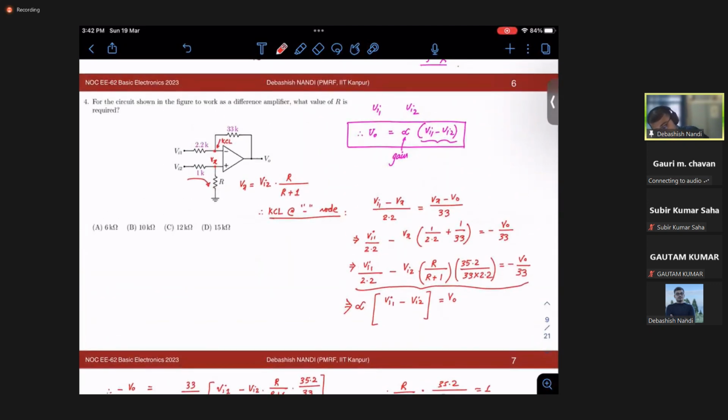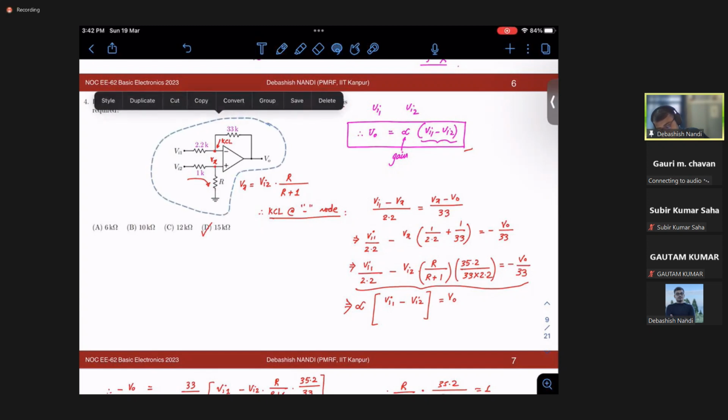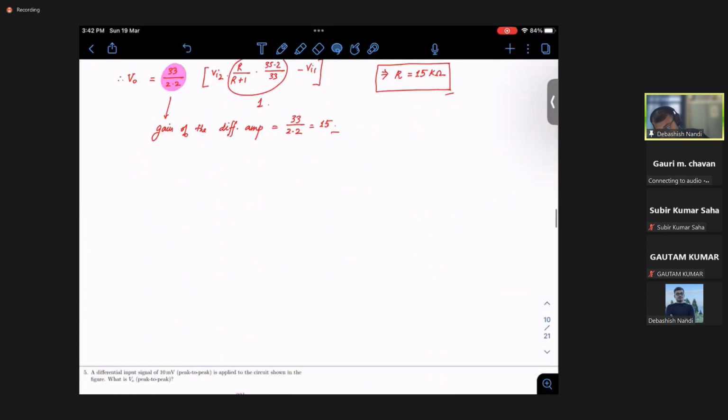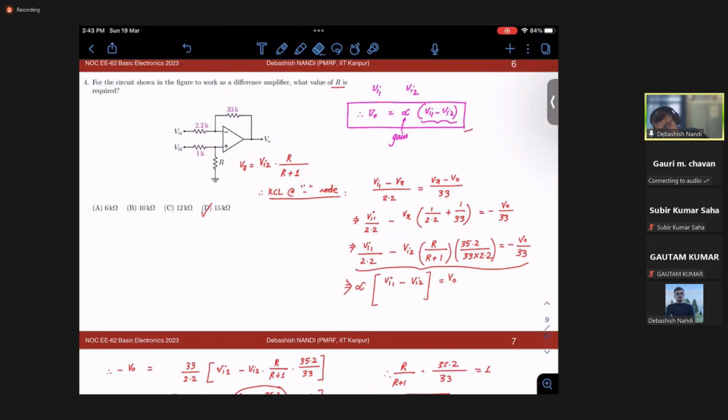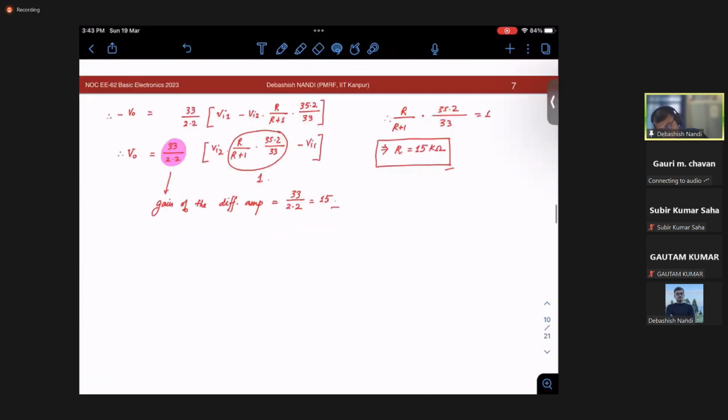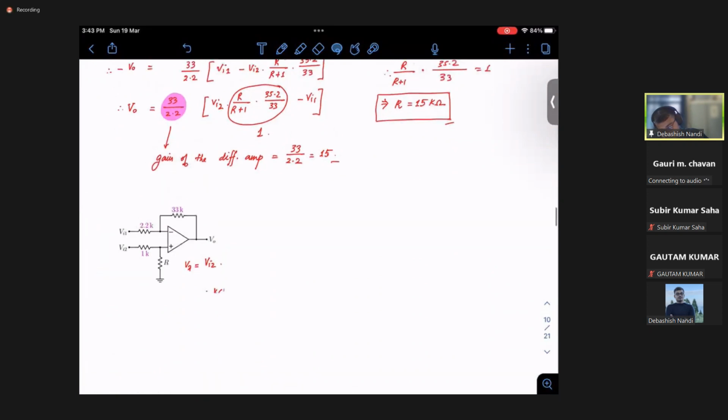Another way to solve difference amplifier circuits, once you know this much and you have derived it in detail, is that you can simply solve by looking at the circuit. Okay, just give me a minute. And this is Vx.